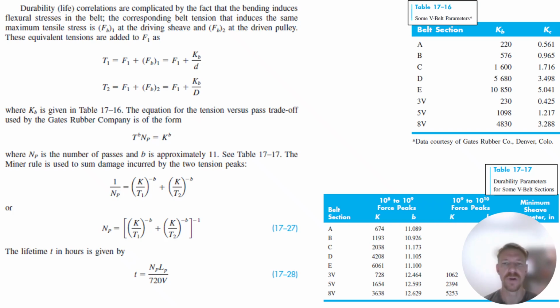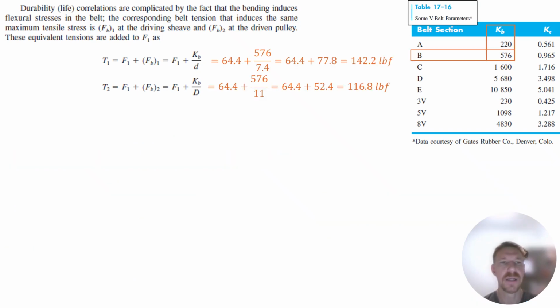For our example, we had a tight side tension of 64.4. Then for the B-type belt, the K sub B parameter is 576 divided by 7.4 inches. That's 64.4 plus 77.8. So that's 142.2 pounds force. That's a pretty high force that's going on the tight side at the location where it intersects the small sheave. And also on the tight side at the large sheave, using the same equation, you have a force of 116.8 pounds force.